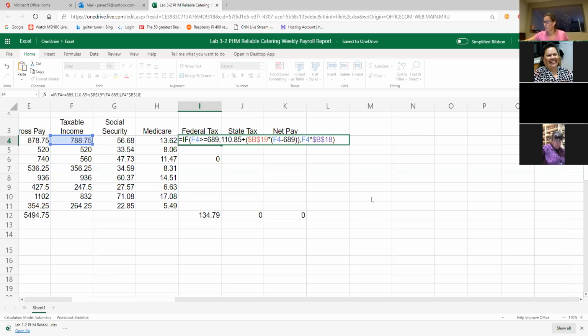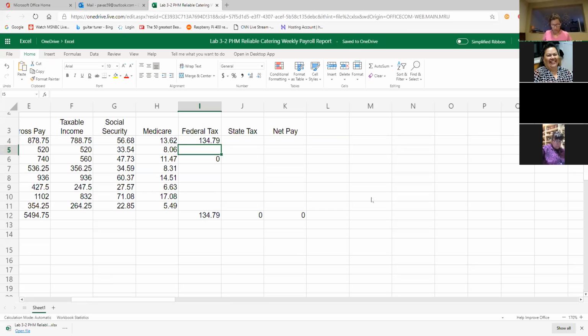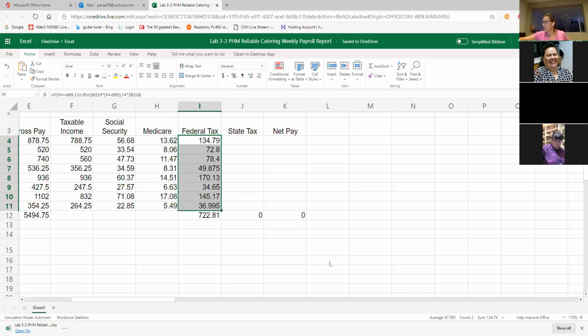Okay, we're good. Let's copy the formula down, and it should work on all of them. I don't know why there's a 0 here, but let's drag it down and verify it on the next page. Make sure that we have the correct amounts on the previous page. I'm sorry. Federal tax 7280. Yep, and it's 549.